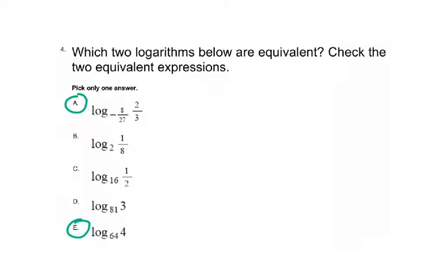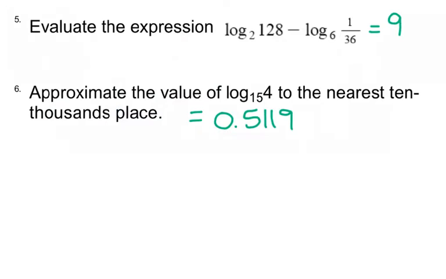Okay, so this one says which 2 logarithms below are equivalent. Check the 2 equivalent expressions. So if you read this and you thought it was multiple choice, then you only picked one, so that's why you got it wrong. Okay, so all you have to do is evaluate these in the calculator. And I don't know why, sorry, that should be just one line there. But if you'll notice, both of them are 1/3, so those are the 2 that are equivalent.